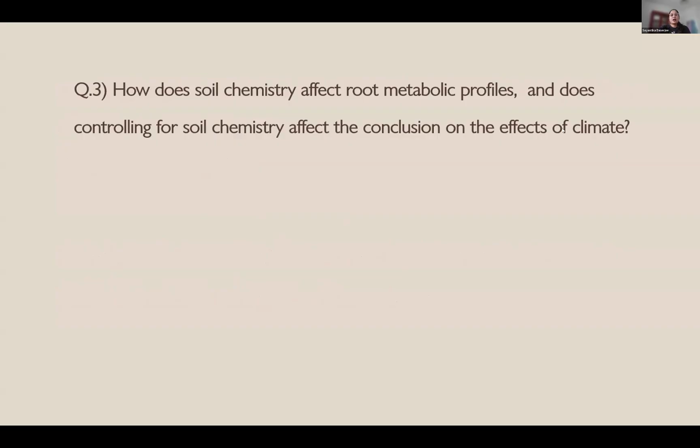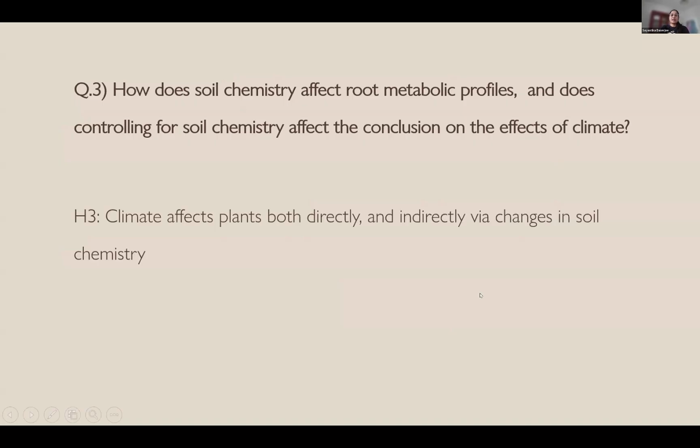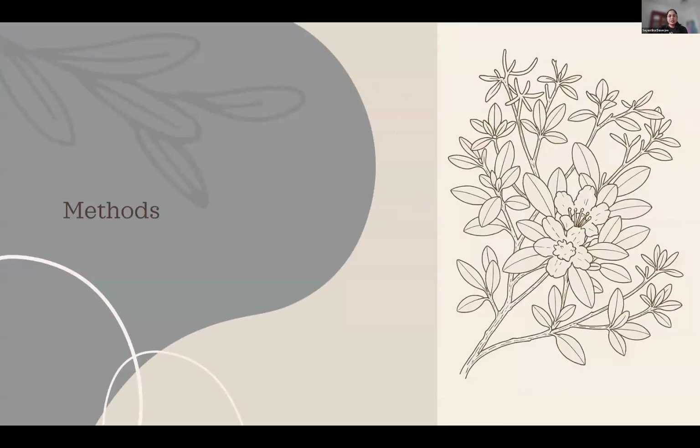The third question is, how does soil chemistry affect root metabolomic profiles, and does controlling for soil chemistry affect the conclusion on the effects of climate? And my hypothesis is that climate affects plants both directly and indirectly via changes in soil chemistry. So there might be some effects of soil chemistry on plant metabolomic profiles. With these research questions, I come to my methods.